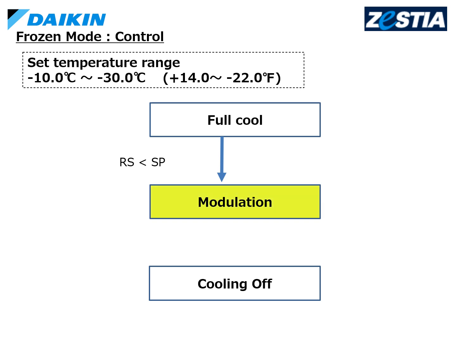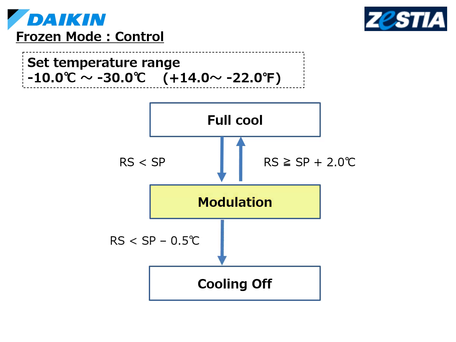Modulation is the capacity control operation when the return air temperature falls below the set temperature. The compressor is controlled by the temperature difference between RS and the set temperature. When RS rises more than 2 degrees Celsius above the set temperature, it shifts to full cool.